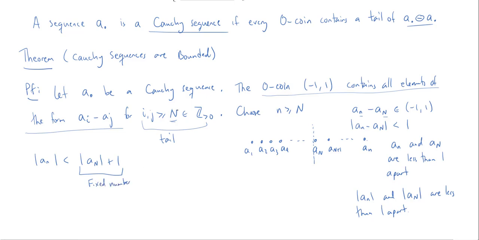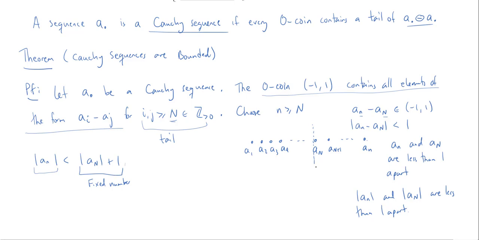Right? This is just some single n. Little n, that could be anything bigger than big N. But this is some fixed number. Take the absolute value, add 1, just some number. And what this shows is that in the sequence A, once you get past big N, all of the terms are bounded by this fixed number.